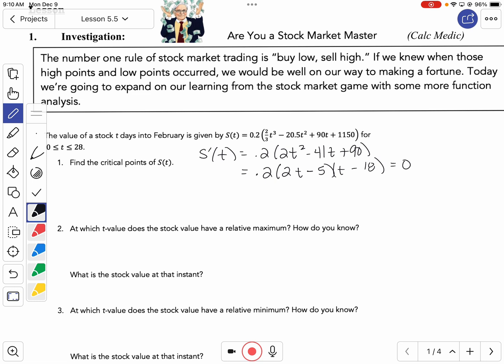Yeah, I'm trying to factor that. 2 times 90 is 180. I didn't hear what you said, I'll be honest. You said it and it scared me, so I didn't hear it.